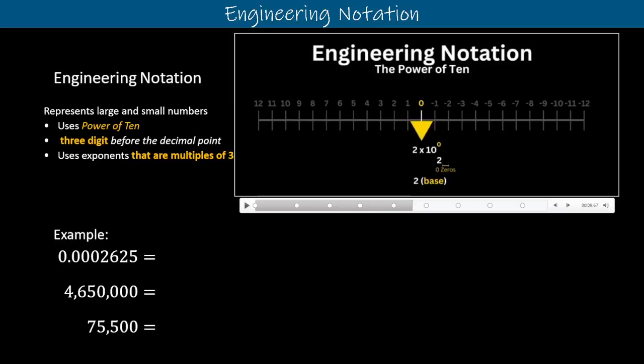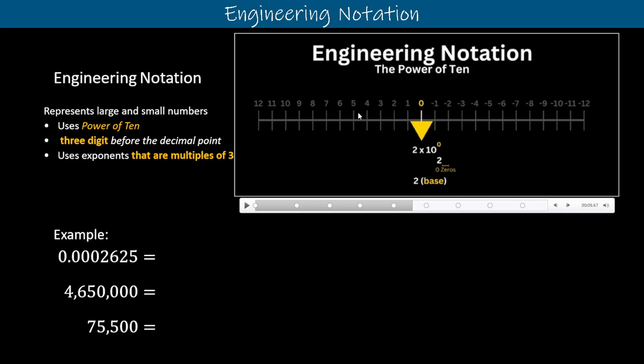Hello and welcome. In this video, we're going to look at engineering notation. Previously we looked at scientific notation, which represents large numbers and small numbers in a convenient way. Engineering notation does the same thing, but this time we get to use letters instead of times 10 numbers. We are at base right now. That's our 0 location. 2 times 10 to the 0 gives us 2, and that's our base.